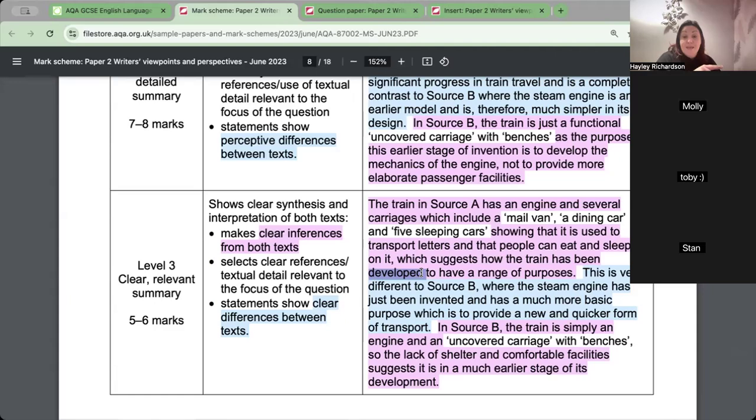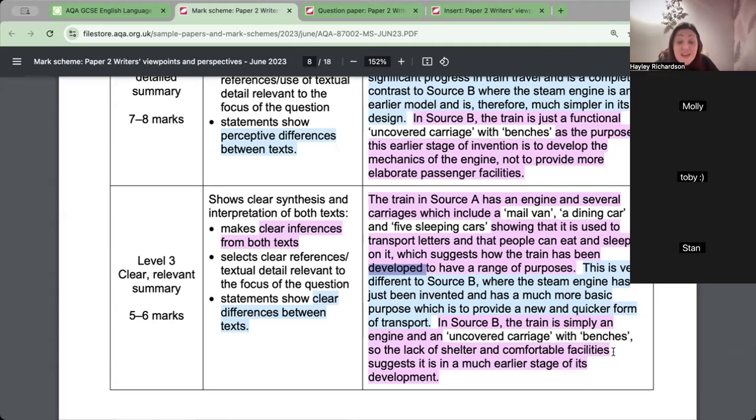Okay, and showing that science has developed to create a better train in 1933 than it did in 1830, I think it was. The dates I think were mixed up there, by the way. Okay, this is very different to source B, where the steam engine has just been invented, excellent, and has a much more basic purpose, which is to provide a new and quicker form of transport. In source B, the train is simply an engine and an uncovered carriage with benches, so the lack of shelter and comfortable facilities suggests it's in a much earlier stage of its development.